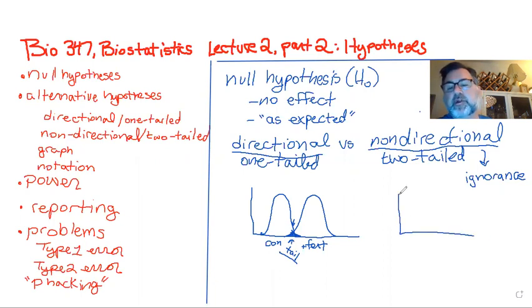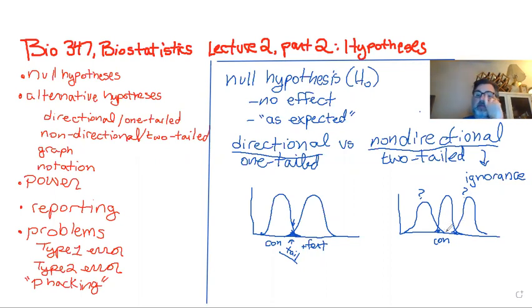Non-directional, right? You have your control, and then you have this. So the question is: is it this one or is it this one? In which case you can look at this tail or you can look at this tail. So you're looking at two tails of the control, okay, is what you're testing, right? One tail implies you know the direction, and in this one, you don't know the direction, right? Chemical X could make things smaller, could make things taller, okay?